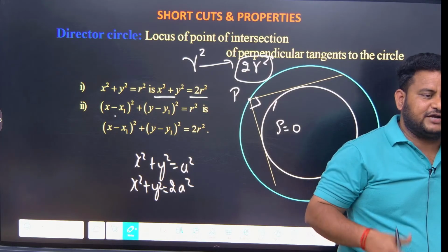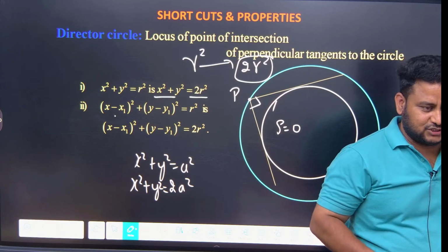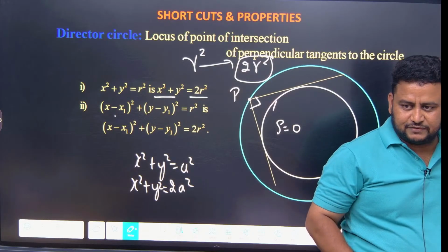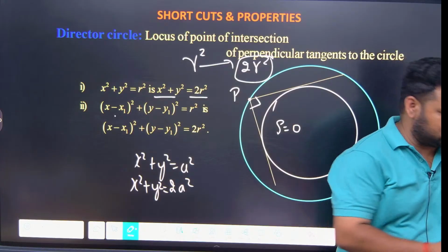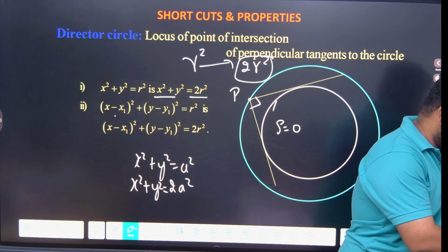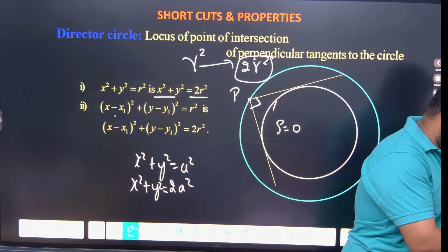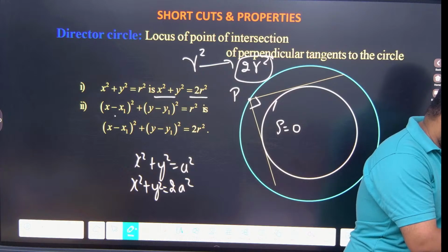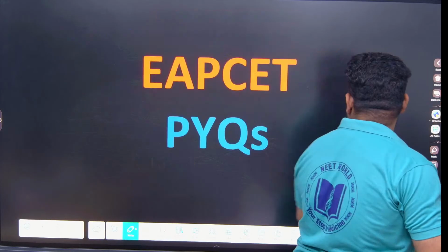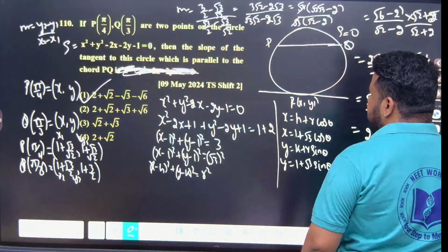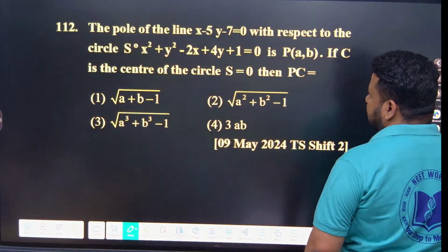But you have to know where to apply what, the equation S1 minus S2, where you should apply S1 is equal to 0, where you should take a point as a point circle. All these things you must know. So we have solved this question. This is done. Now look at this question.